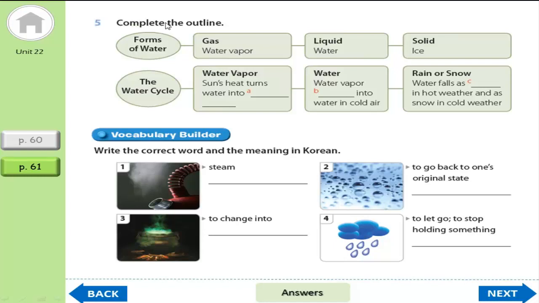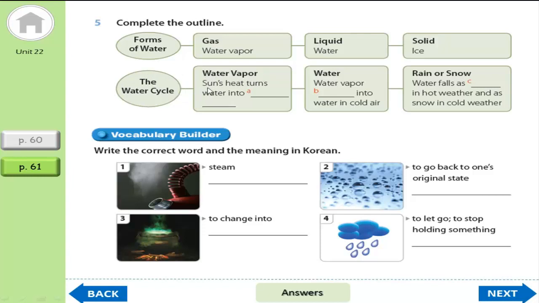Number 5, complete the outline about forms of water. Okay, gas, vapor, liquid, water, solid, ice. So water has 3 forms. It can be gas, water can be liquid, water can be ice. Okay, now the water cycle.